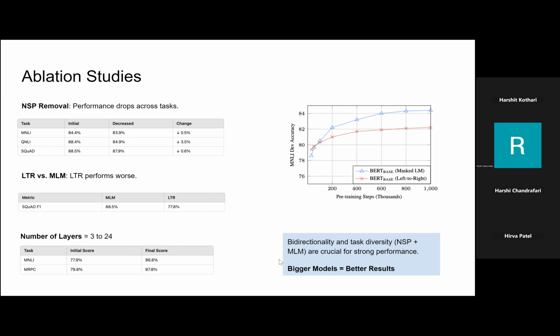From the effect of the number of layers, we found that as the number of layers increased, we found better results. So this was the first time in the industry it was actually proven that even for smaller datasets, bigger models equals better results. So this independently supported the hypothesis.